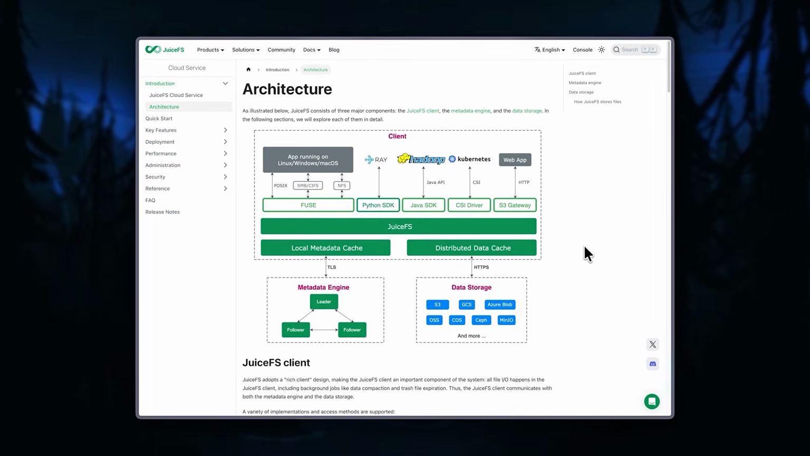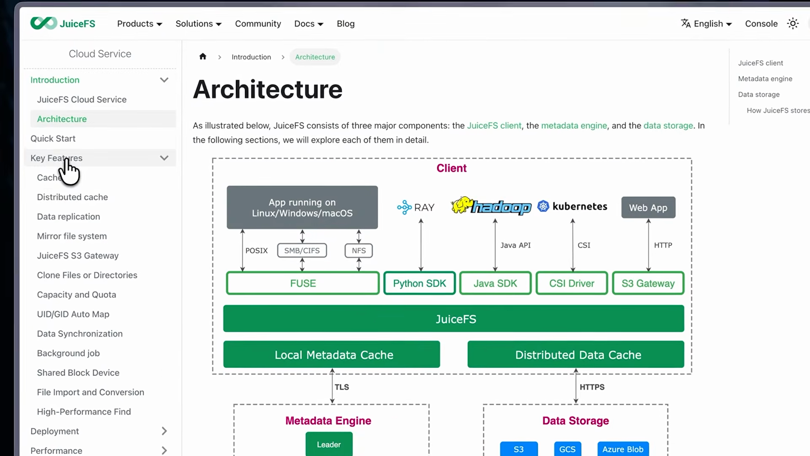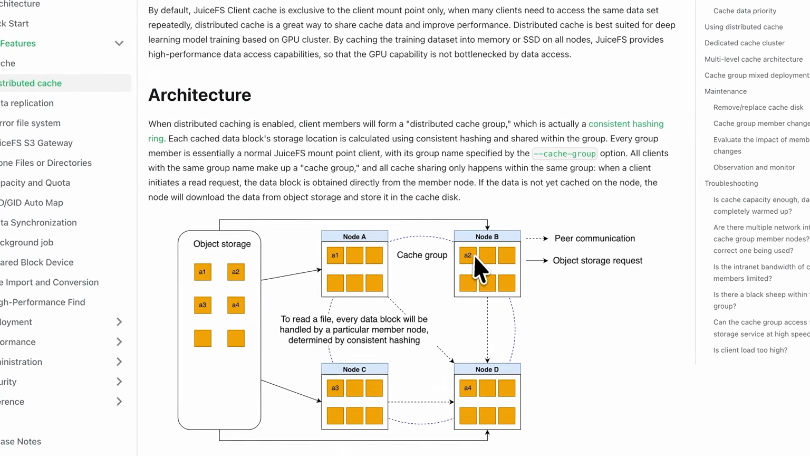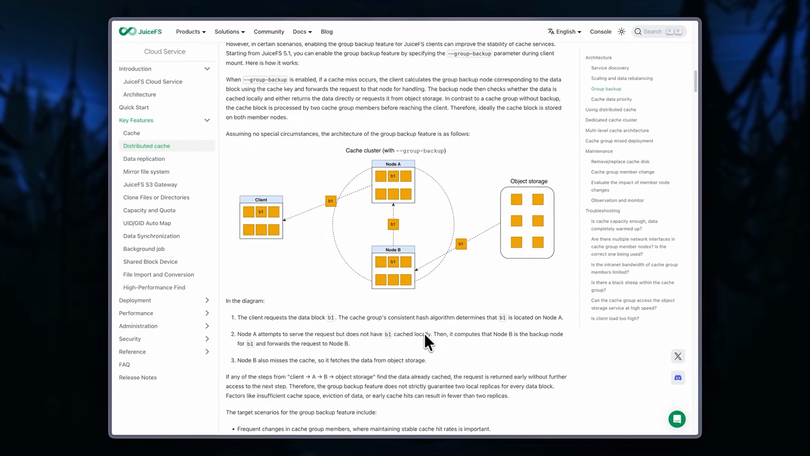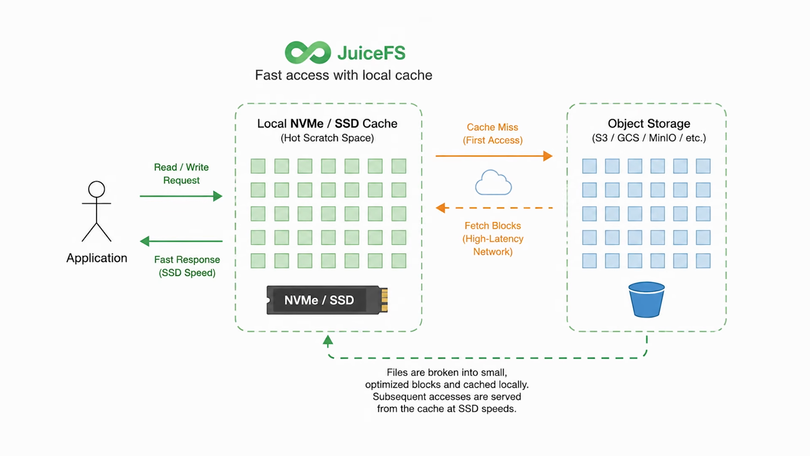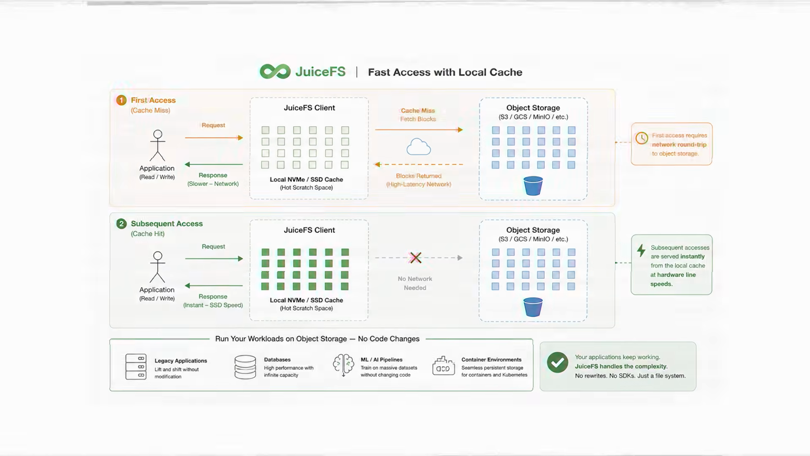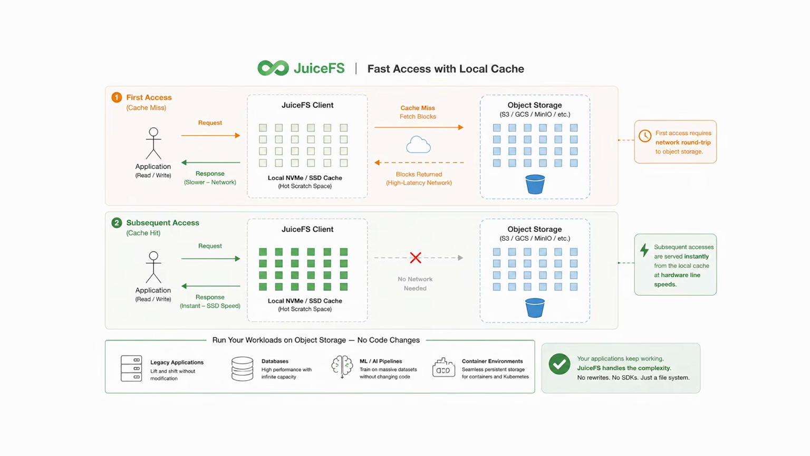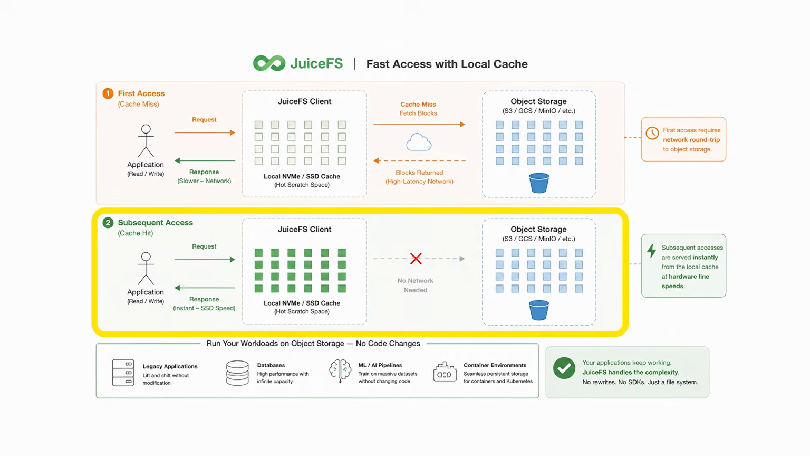What makes JuiceFS completely different from traditional cloud gateways or standard network file shares is this strict architectural separation and its aggressive multi-tiered caching engine. Instead of forcing your applications to wait on high latency cloud network requests every time a file is accessed, JuiceFS breaks files into small optimized blocks and utilizes a local NVMe or SSD partition as a hot scratch space. The first time an application reads or writes data, it communicates over the network, but the second time that data is requested, it serves instantly from local storage at hardware line speeds.